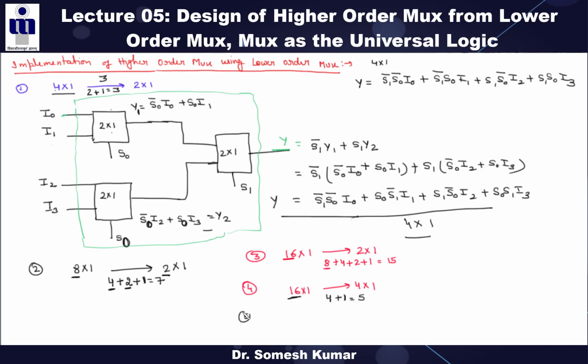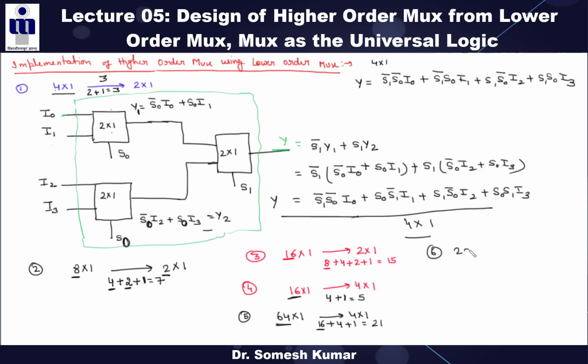So the next example is a 64:1 mux. How many 4:1 mux are required to implement this 64:1 mux, right? So similarly, divide this 64 by 4, 16. Divide this 16 by 4, 4. Divide this 4 by 4, it comes 1. So total 21, right? So in this way, any question can be asked regarding this.